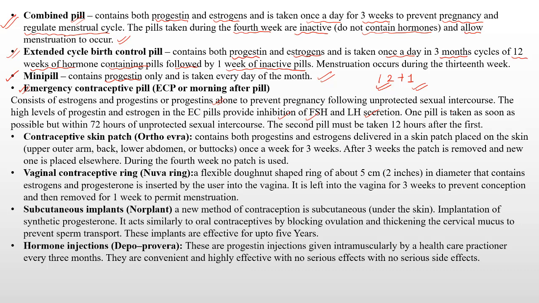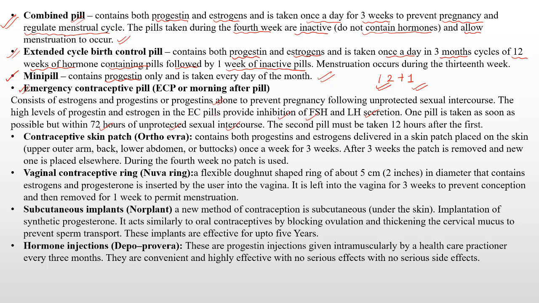One pill is taken as soon as possible, but within 72 hours of unprotected sexual intercourse, because you know that fertilization can happen within a day or two, maximally. So the duration is 72 hours.